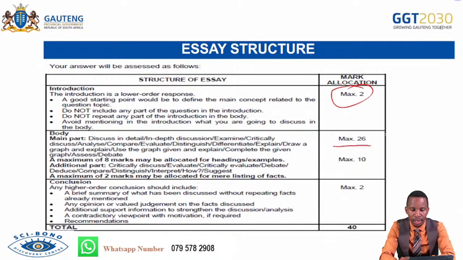And then in the body, that's where we discuss the content with some subheadings. This is the depth of the content. The first part, which is the main part, has 26 marks, and this is where you discuss your theory in detail. And then we have the additional part, which is out of 10 marks, the higher order question that you should answer. In this kind of question, you don't list, but you discuss and write in full sentences. And then the last part is the conclusion, where you conclude your essay.